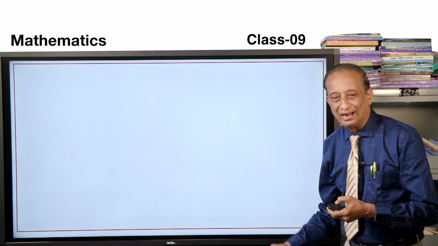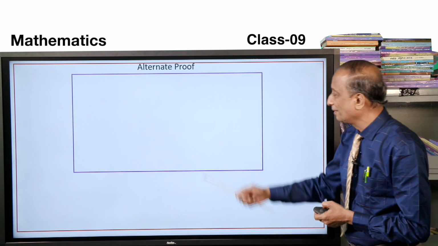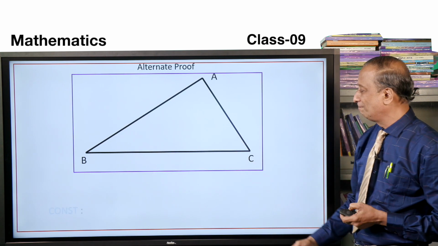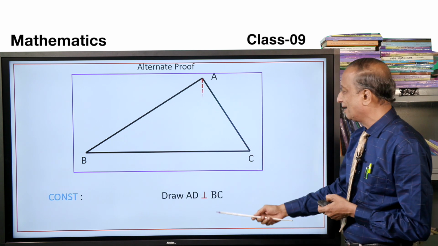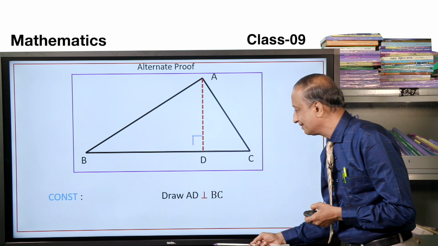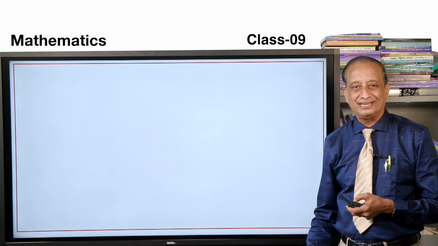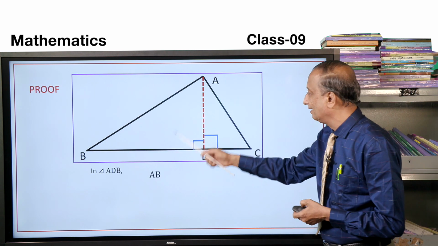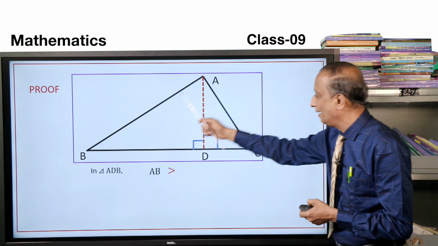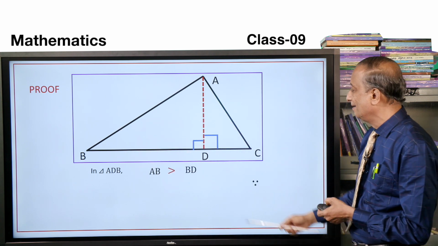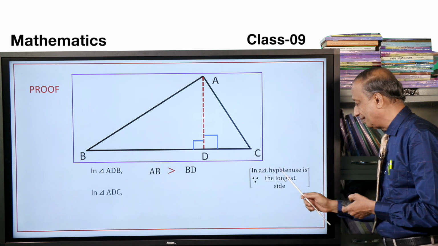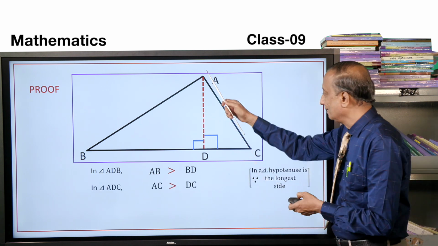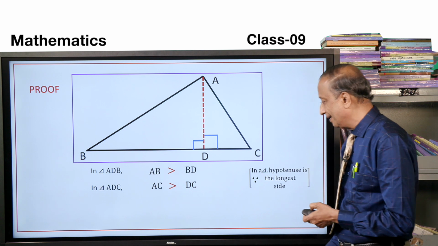Hence, it is proved. I would like to discuss with you one alternate proof for this, a very simple construction. Just draw AD perpendicular to BC like this, children. See, we got two right triangles. Let us take them one by one. In the right triangle, this is the hypotenuse. Therefore, AB has to be greater than BD, because we know that in a right triangle, the hypotenuse is the longest side. AC is longer than DC.